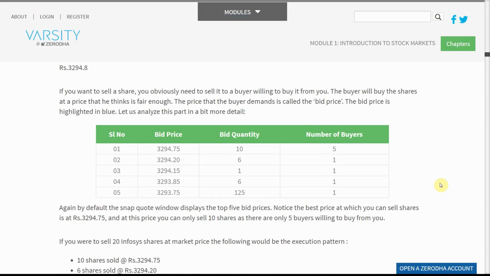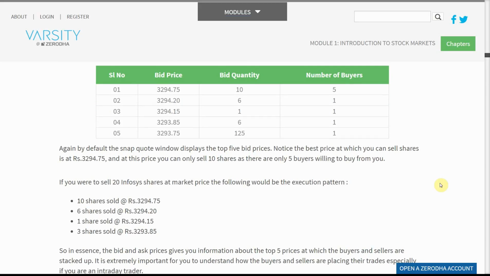SL no, bid price, bid quantity, number of buyers. 01: 3,294.75, 10, 5. 02: 3,294.20, 6, 1. 03: 3,294.15, 1, 1. 04: 3,293.85, 6, 1. 05: 3,293.75, 125, 1.